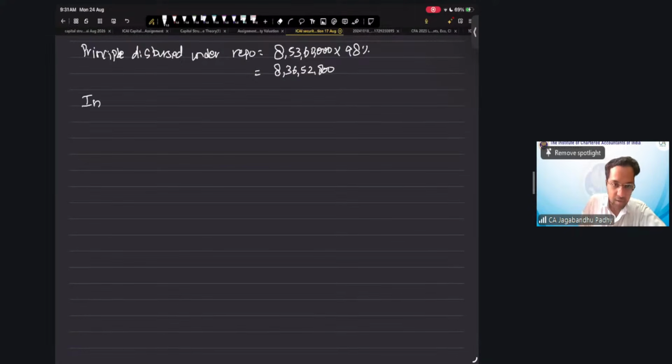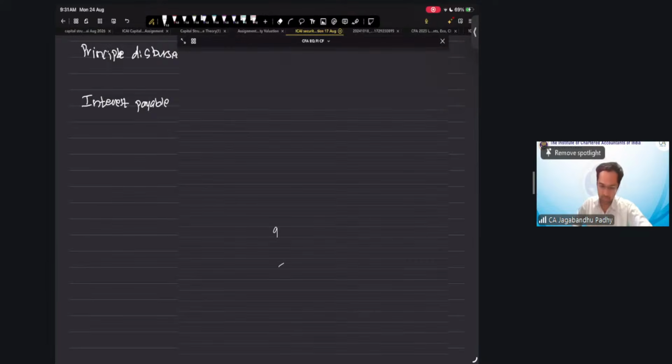Now, what will be the interest payable under repo? Of course, this principal amount which is given to us, into what's the rate?